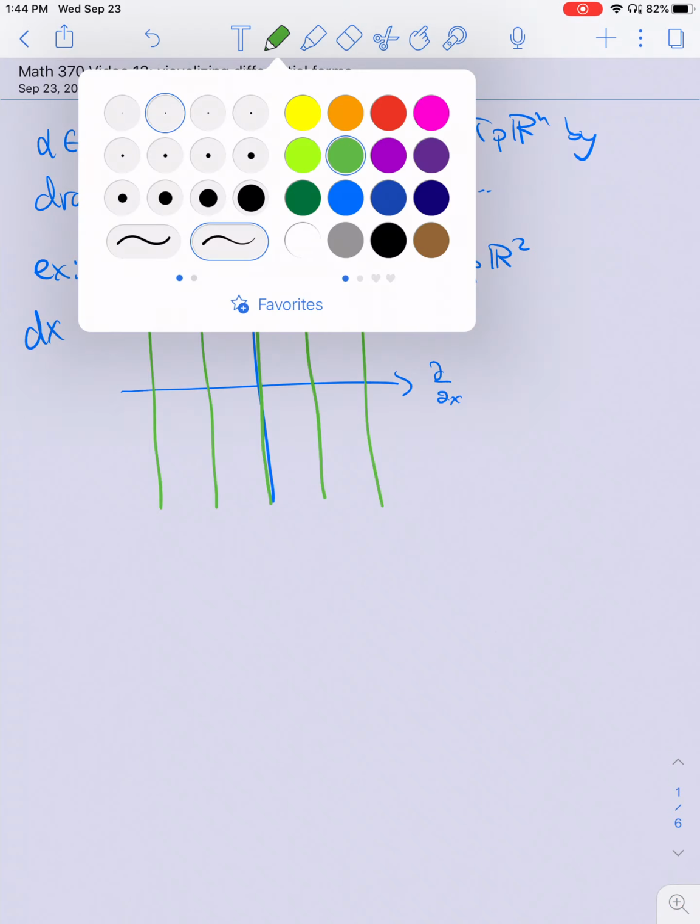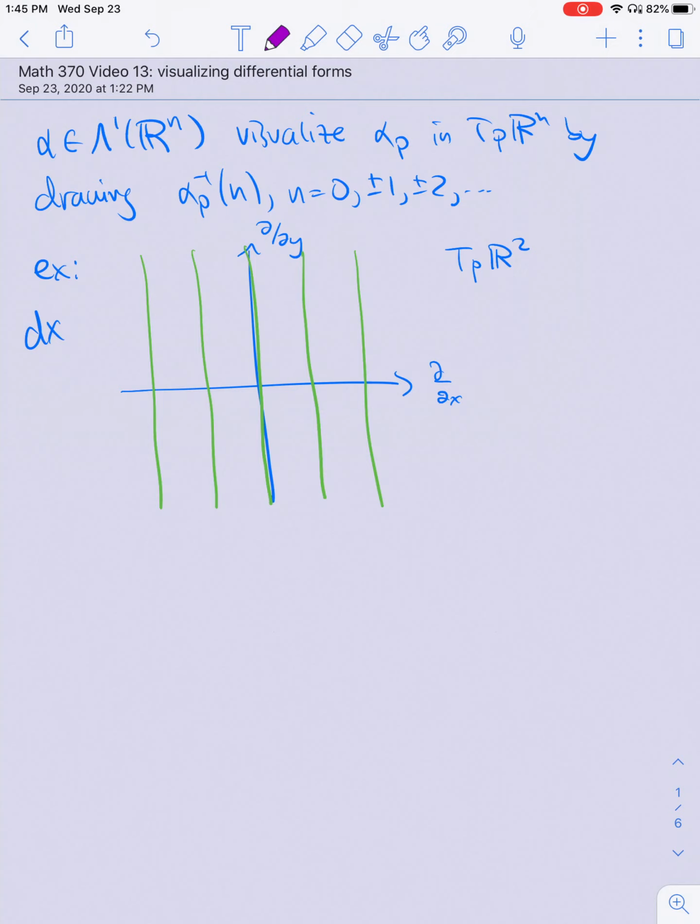And so what happens is that when I want to compute dx applied to this vector, it will just be the level set that the vector lands on. So this is a vector v, then dx of v is the level set that v ends on. So here it will be 2.